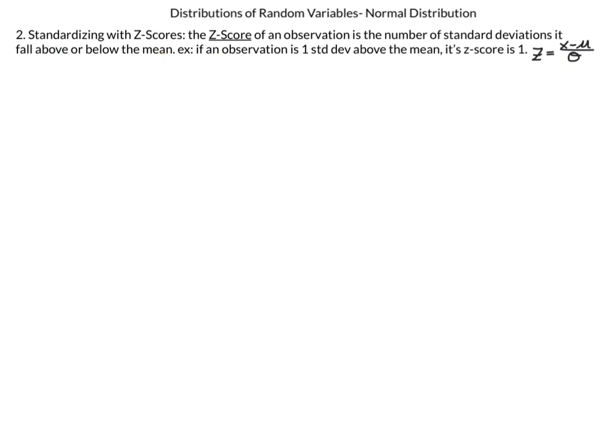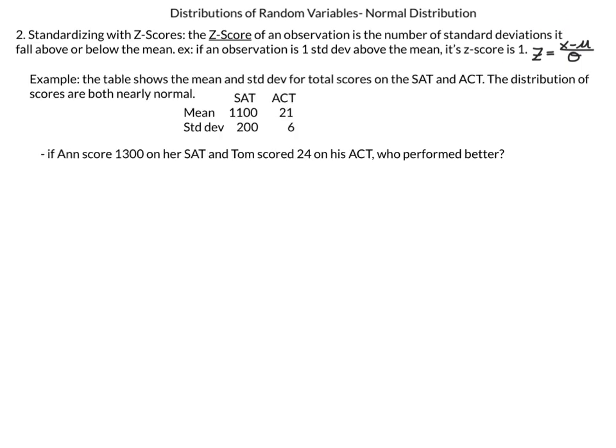An example: if an observation is 1 standard deviation above the mean, its z-score is going to be 1. And we can calculate a z-score using this formula. Z is equal to our observed value x minus the mean. So this tells us how many units away we are from the mean. But then we divide by the standard deviation to tell us how many standard deviations we are away from the mean. Let's take the SAT example again, or an ACT example.